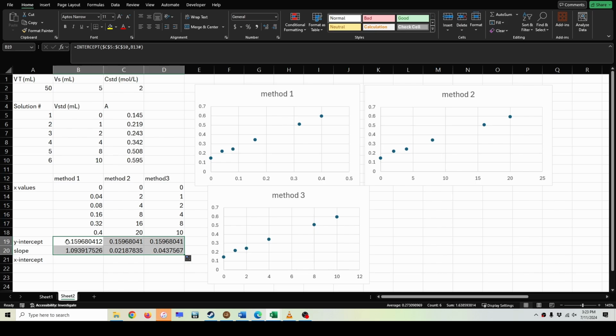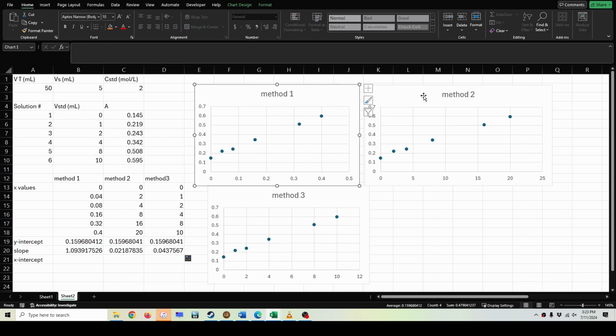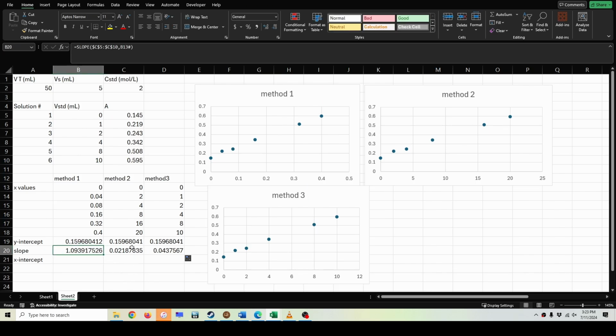All we're doing here is just calculating the y-intercepts for the three methods here, method 1, 2, and 3, and the slopes for those methods. And remember, although the graphs look the same, they do have different slopes because the x values are different. They're just scaled visually right now in such a way that they look exactly the same. So that's why they have different slopes. The intercepts should all be the same because they all have the same y values.